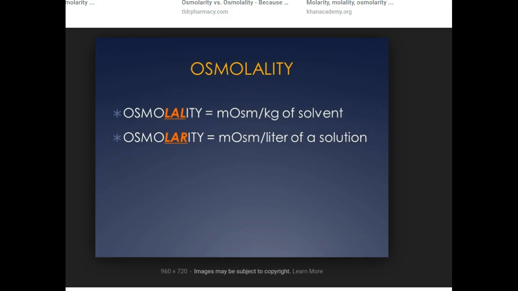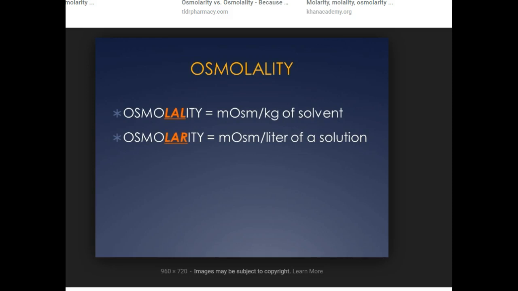So we're going to measure osmolality in kilograms, right? So milliosmolar per kilogram of solvent. Osmolarity is going to be measured by the liter. And that's really it. So osmolality is weight, osmolarity is volume. Make sense? Okay, so what's our unit of measure for osmolality? Kilograms. What's our unit of measure for osmolarity? Liters. Great. Does anybody want to help me come up with a mnemonic device for that?